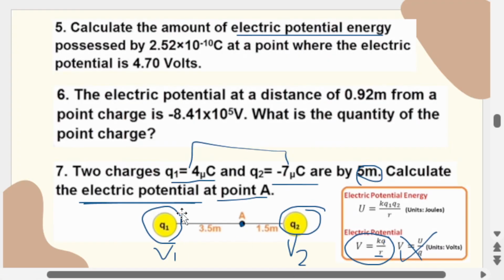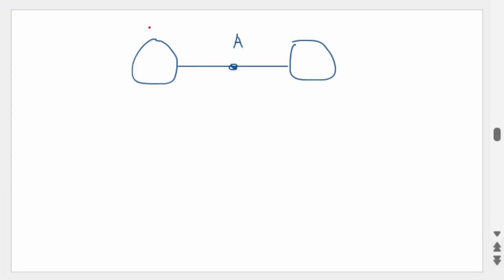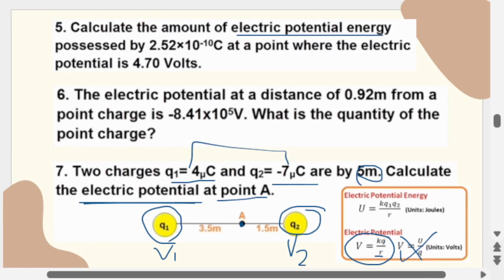Sorry. So then we have a line and we have point A. So this is Q1. Q1 is positive 4 microcoulombs. And Q2 is negative 7 microcoulombs.